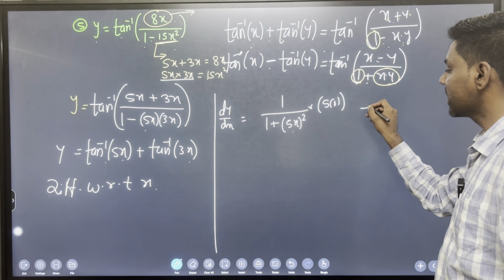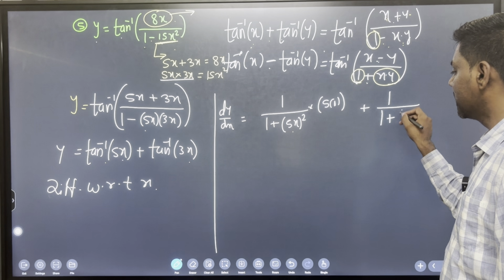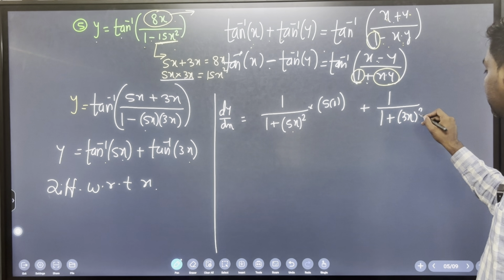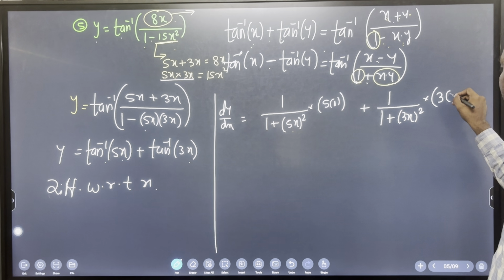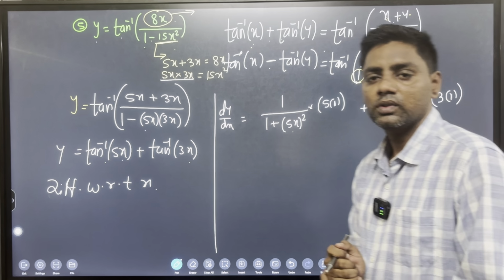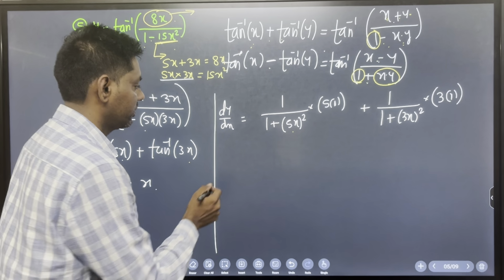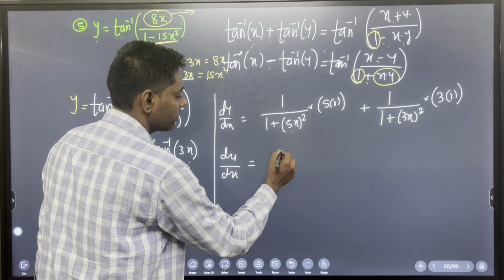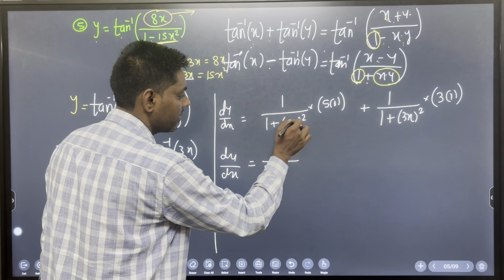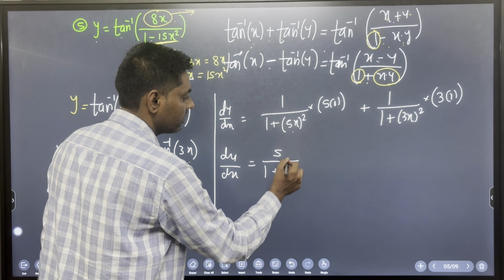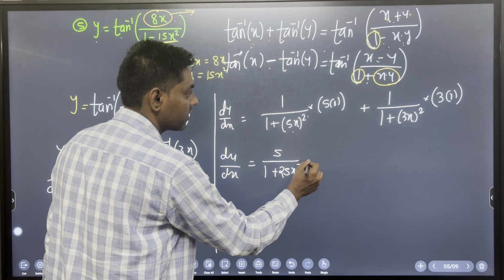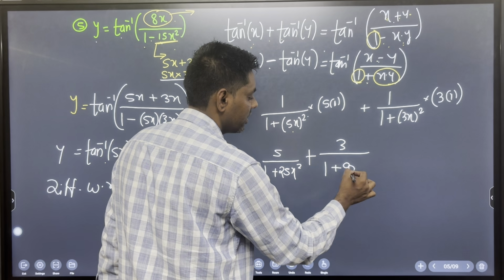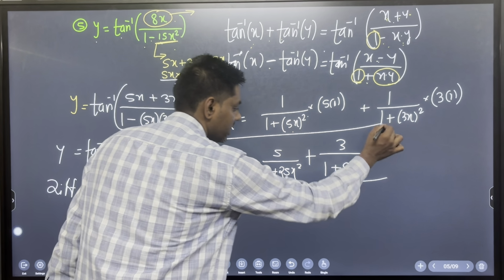Completed. Next, the plus sign is there. Next, 1 plus 3x square, take the derivative of that function, 3 is as it is, derivative of x is 1. We complete the question. So just the final step we have to write. So 5 divided by 1 plus 25x square, plus here 3 is present, divided by 1 plus 9x square. This is the final answer of this question.